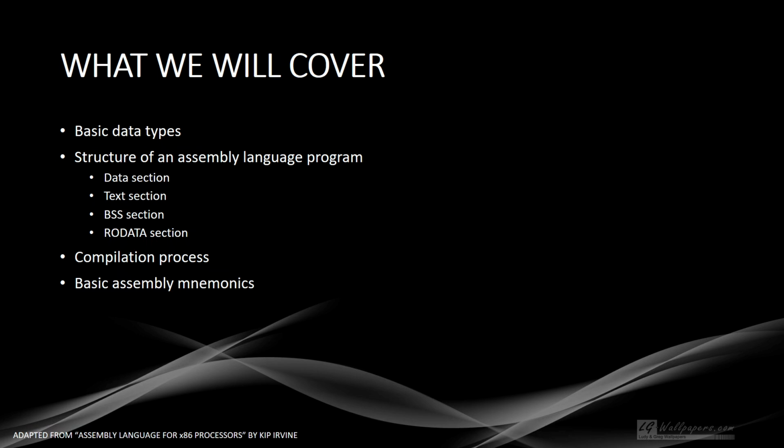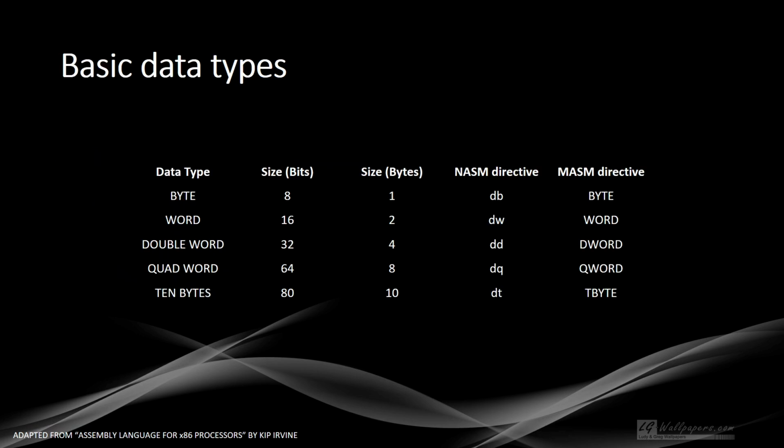There are many more sections, and so if you try to explore them, like look up on the internet, you will find that there are more than 4 sections. There are a lot of them, and each one has its own purpose. But for most of the time you are going to be dealing with these, if not just the first two, not even the BSS or RO data. But yeah, these 4 are the main important ones. Alright, so now we can move on to the basic data types.